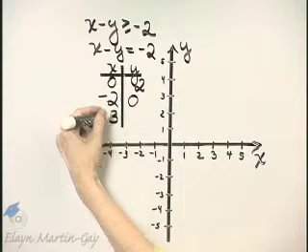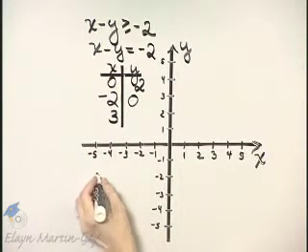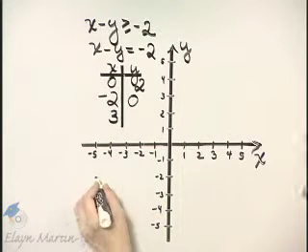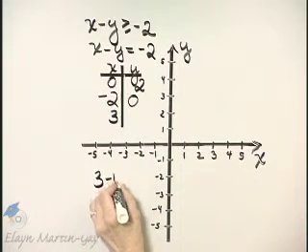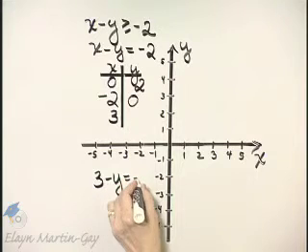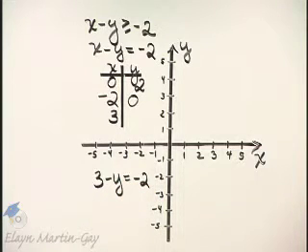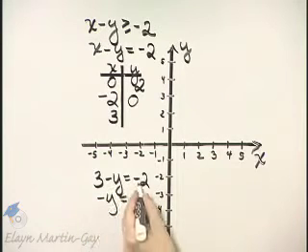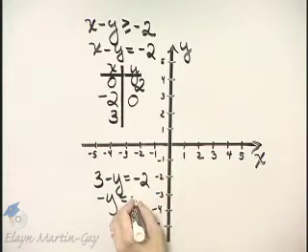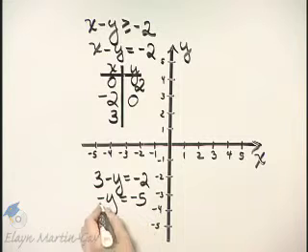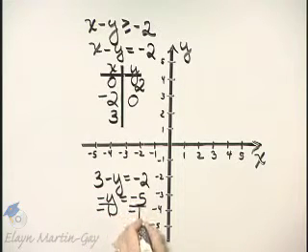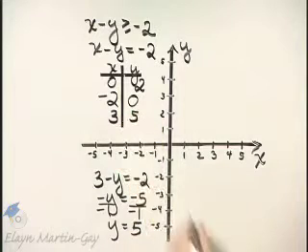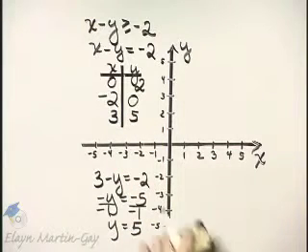And then let's try one more. Let's let x be 3. Now concentrate on the equation. If x is 3, I have 3 minus y is equal to -2, and then subtract 3 from both sides. We'll have -y is -2 minus 3, so that's -5. Divide both sides by -1, and y is 5. So I have three ordered pair solutions.